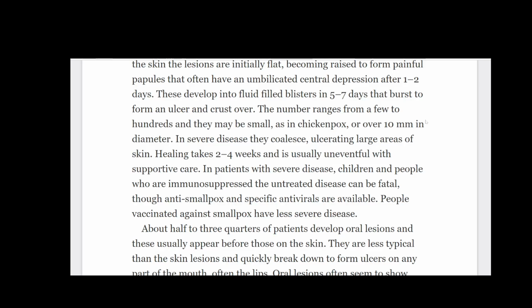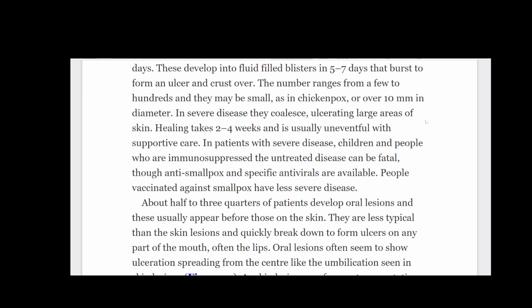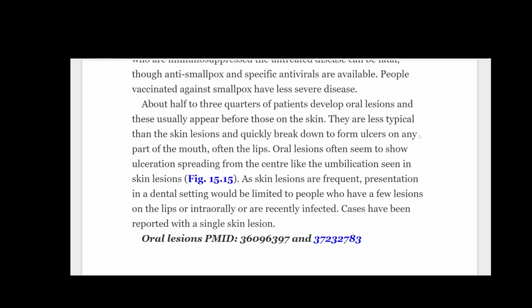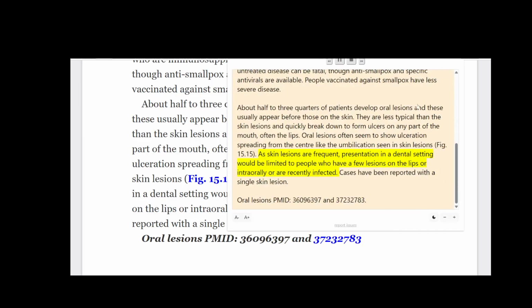About half to 3/4 of patients develop oral lesions, and these usually appear before those on the skin. They are less typical than the skin lesions and quickly break down to form ulcers on any part of the mouth, often the lips. Oral lesions often seem to show ulceration spreading from the center like the umbilication seen in skin lesions, Fig. 15.15. As skin lesions are frequent, presentation in a dental setting would be limited to people who have a few lesions on the lips or intraorally or are recently infected. Cases have been reported with a single skin lesion.